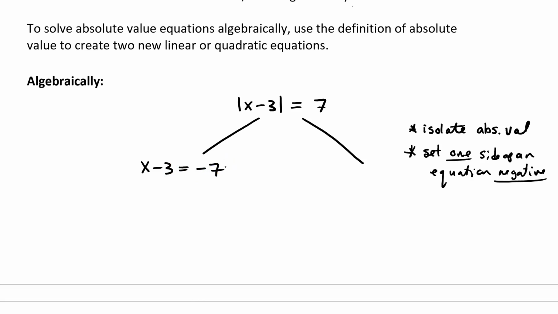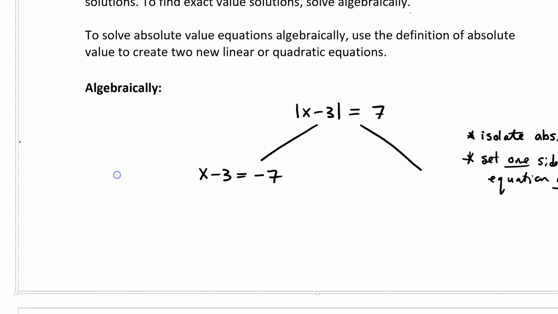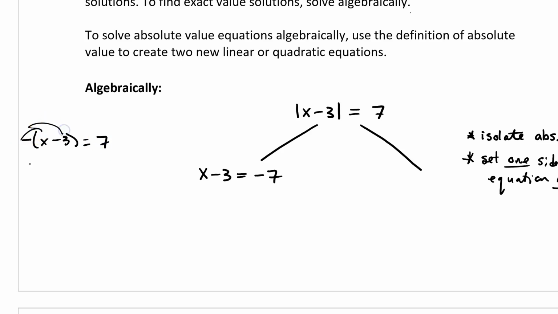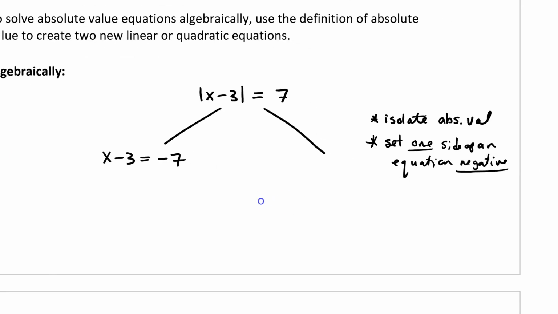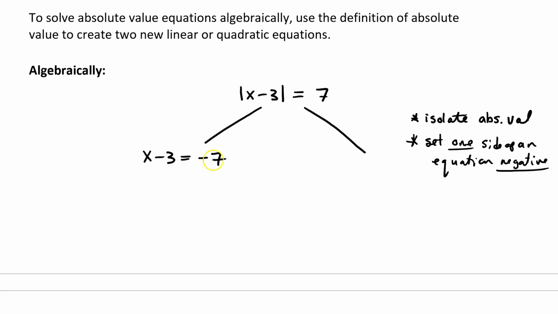Now I could do it, I'm just going to go off to the side here. I could say that negative x minus 3 equals positive 7, and then I would distribute happy little rainbows, negative x plus 3 equals 7. But I think that you can all see how this can introduce so many possibilities of error that it's easier to simply make it negative 7 here.